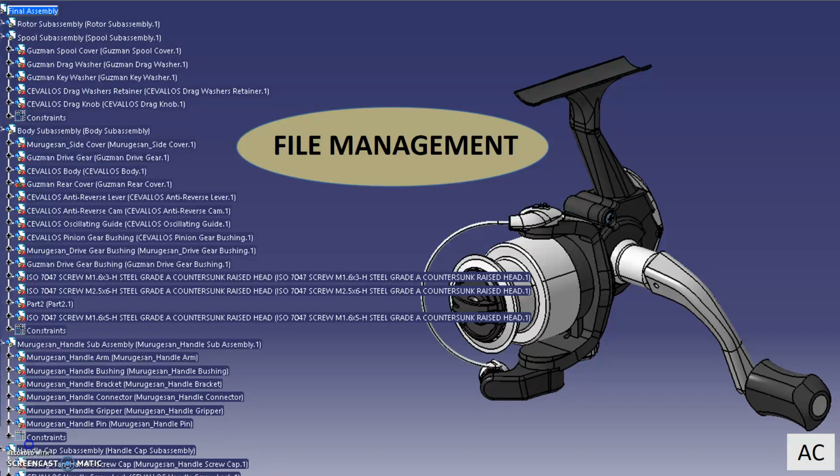Up next, Andrea is going to talk about the file management. As mentioned before, the fishing reel has 57 parts, so file management was the key for precise assembling. So we decided to divide it into 5 different sub-assemblies, as you can see in the tree.